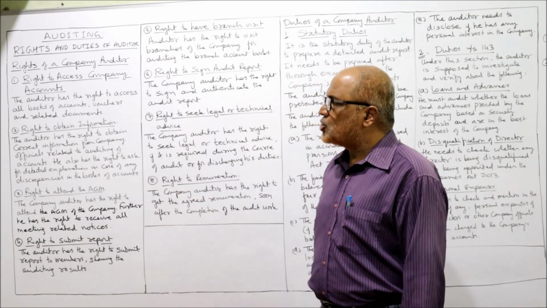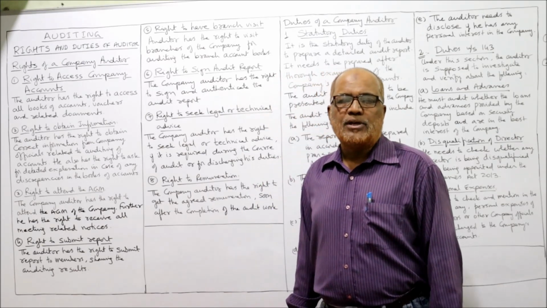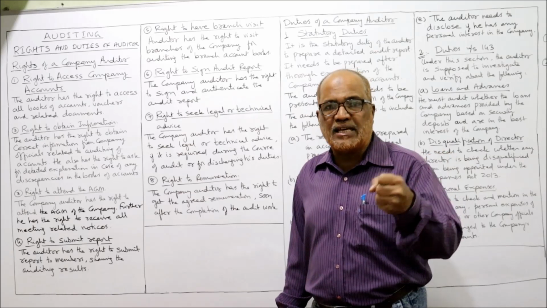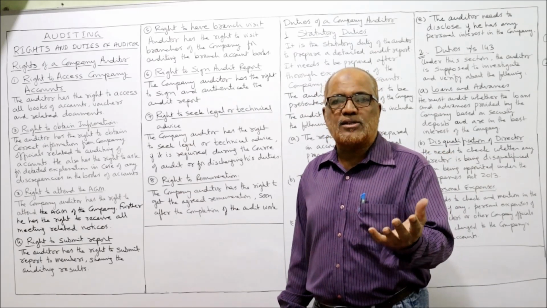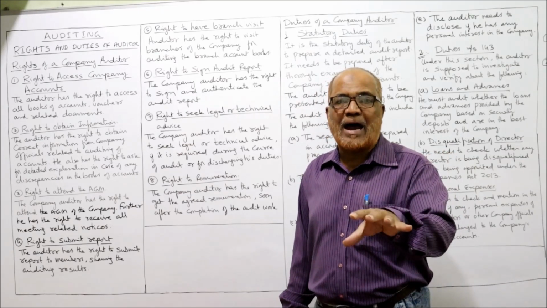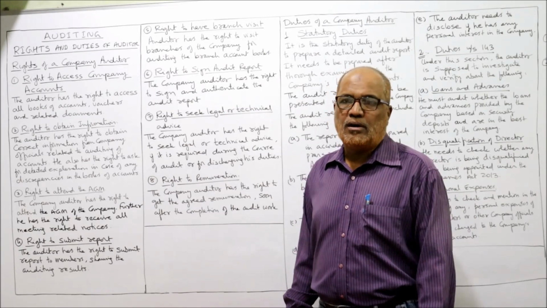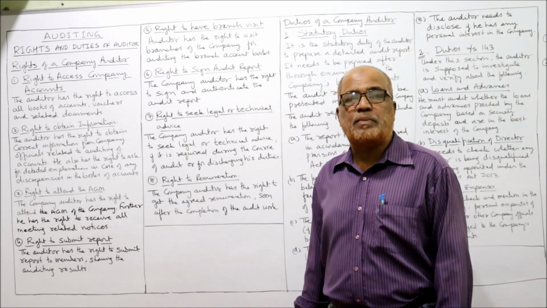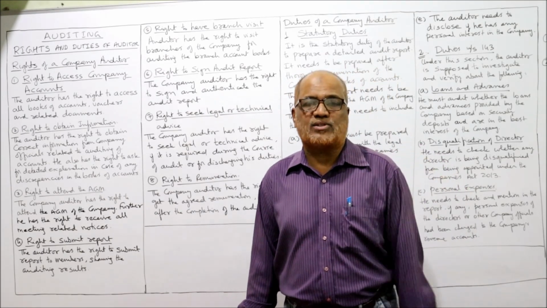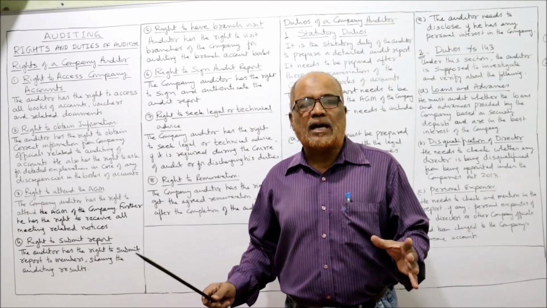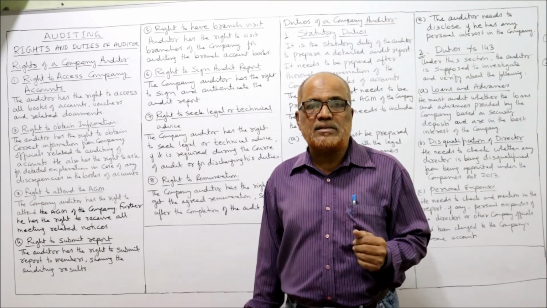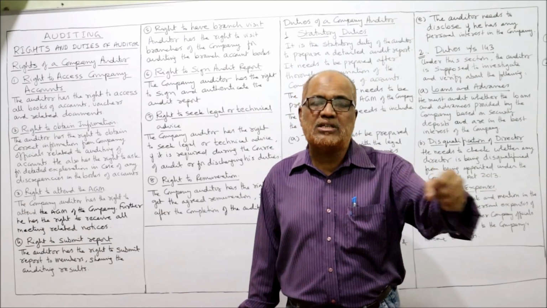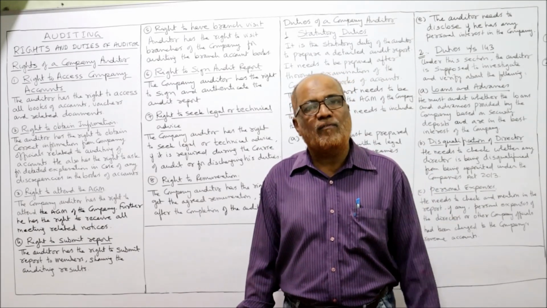Second, right to obtain information. Wherever the auditor requires, he has the right to seek information from the directors or company officials for any matters relating to accounts. He also has the right to ask for a detailed explanation for any discrepancy he has found. While auditing, many times the auditor will encounter some discrepancy. If there is any discrepancy, he has the right to ask for a detailed explanation from the company officials.